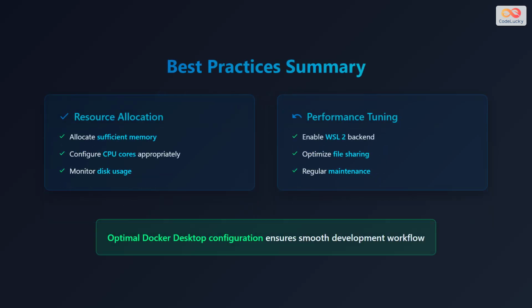Here's a summary of the best practices we've discussed. For resource allocation, allocate sufficient memory, configure central processing unit cores appropriately, and monitor disk usage. For performance tuning, enable Windows subsystem for Linux 2 backend, optimize file sharing, and perform regular maintenance. By following these best practices for optimal Docker Desktop configuration, you can ensure a smooth development workflow.